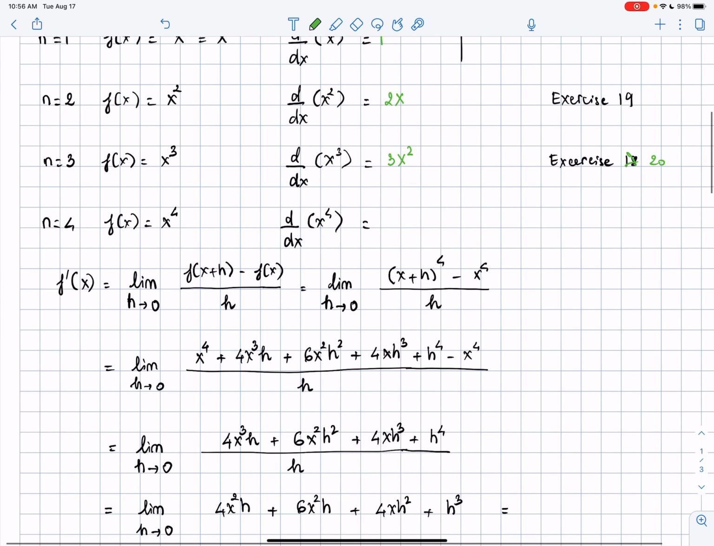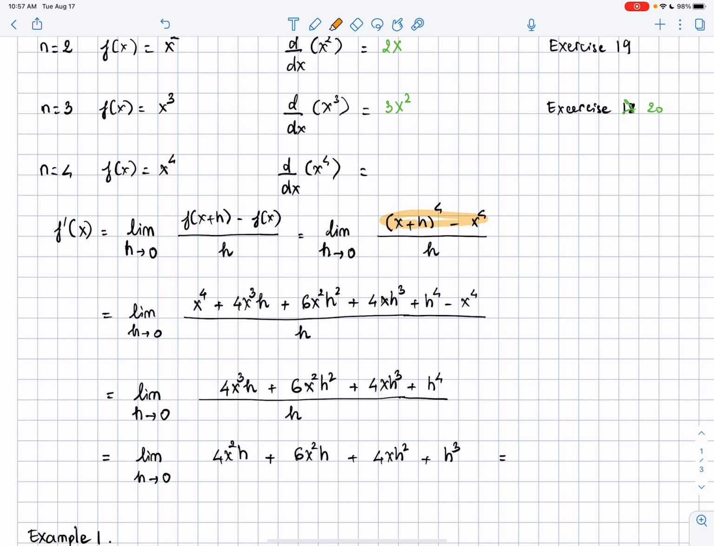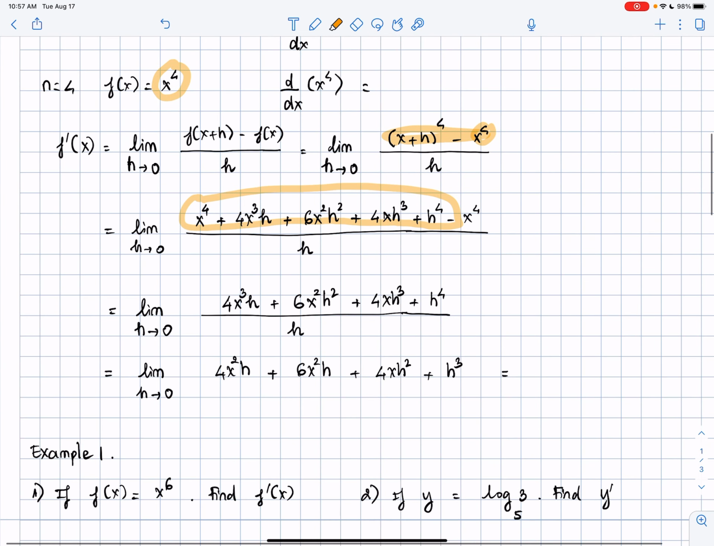We use the definition: f prime of x is equal to the limit of f of x plus h minus f of x, divided by h, when h goes to 0. Then we plug x plus h into the function, and also x into the function. Then we use the binomial theorem to expand this. For x plus h to the fourth, we learned this in pre-calculus class. And then we cancel out the like terms.